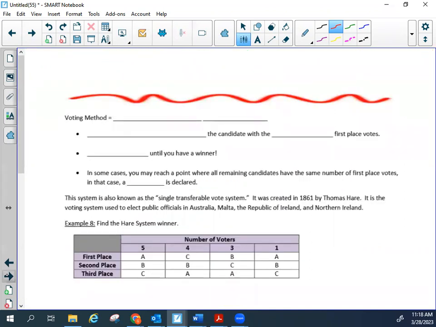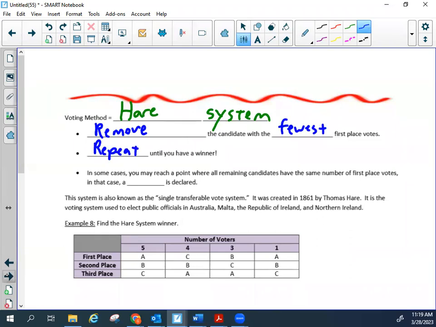Okay, next method of voting is called the Hare system, named after Thomas Hare. This is a situation where we remove the candidate with the fewest first place votes, and we just keep repeating that process until we ultimately have a winner. Now, sometimes here we'll have a tie. Not often, but it is possible to get a tie here.